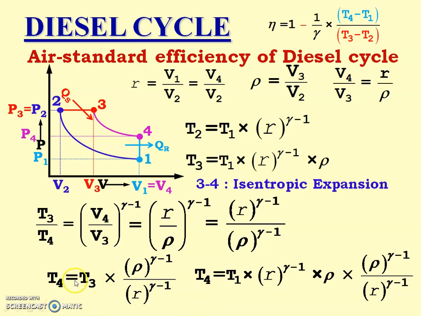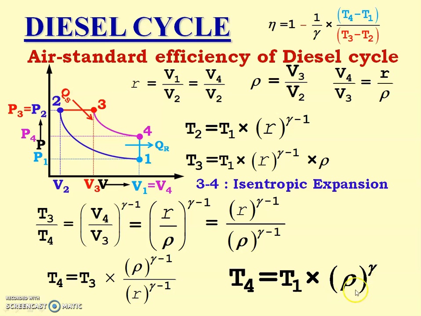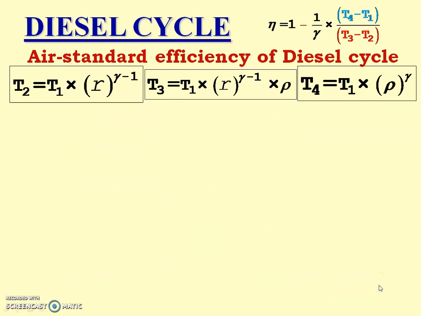Now putting the value of T3. What is T3? That we have already calculated: T1 into R raised to gamma minus 1 into rho. So that is equal to T1 into R raised to gamma minus 1 into rho multiplied by rho raised to gamma minus 1 divided by R raised to gamma minus 1. So what will be cancelled out? R raised to gamma minus 1 will be cancelled out. So it will be T1 into rho raised to gamma minus 1. So again, on simplification, what we are going to get? T1 into rho raised to gamma. So that three equations we have got: T2, T3 and T4.